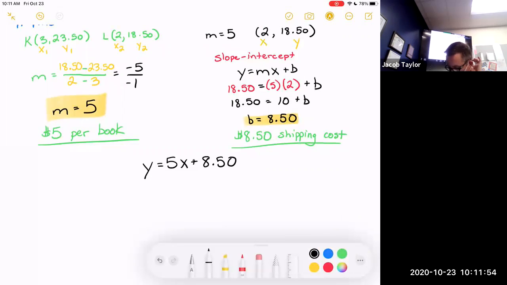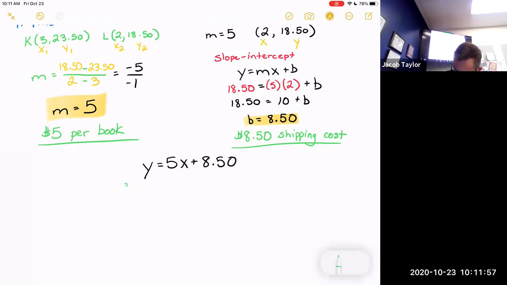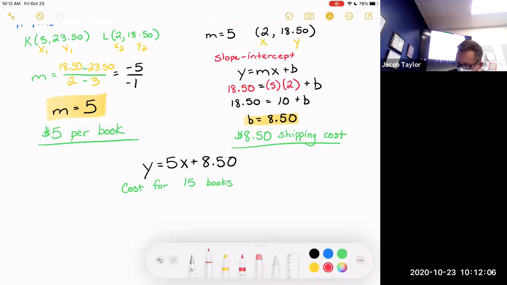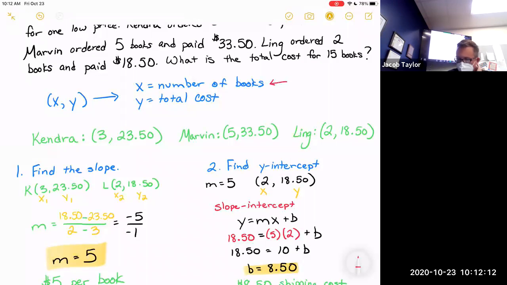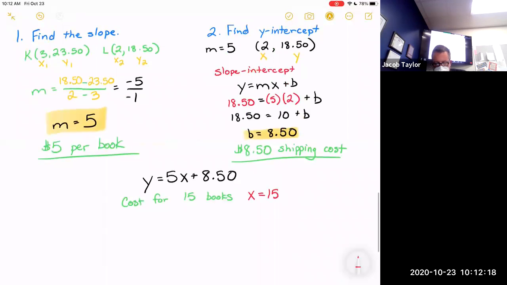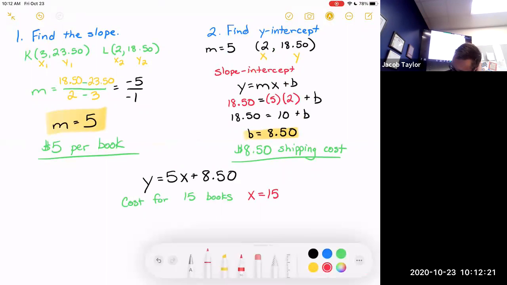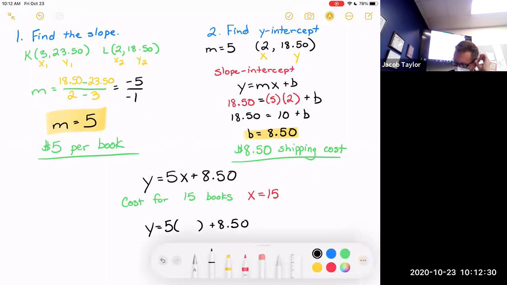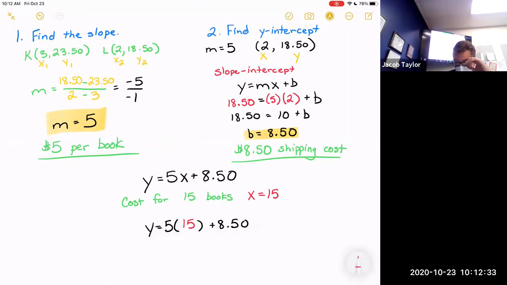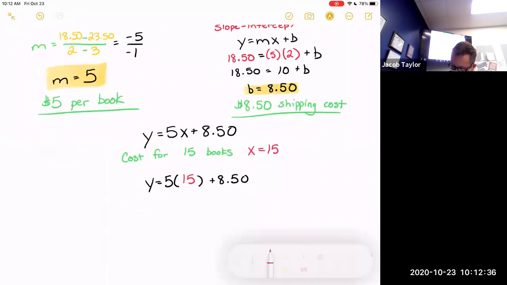Now, the question was not what's the equation. The question was the cost for 15 books. If the cost is for 15 books, that means x equals 15, because if you'll recall up at the top, we said x was the number of books. So I'm going to take this equation, y equals 5 times 15 plus 8.50. And Shelby, you said you know the cost. What is it? It's $82.50.